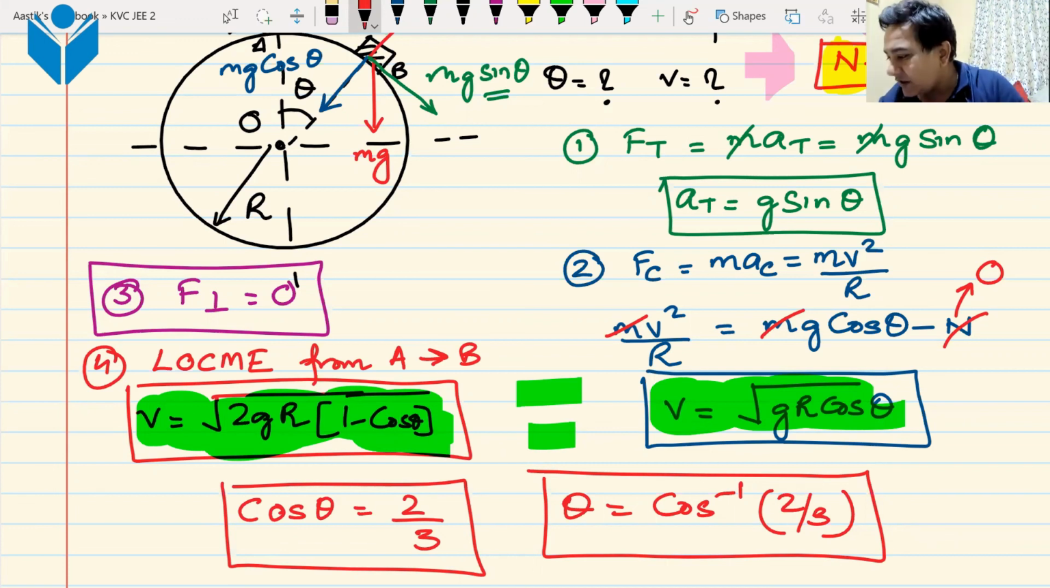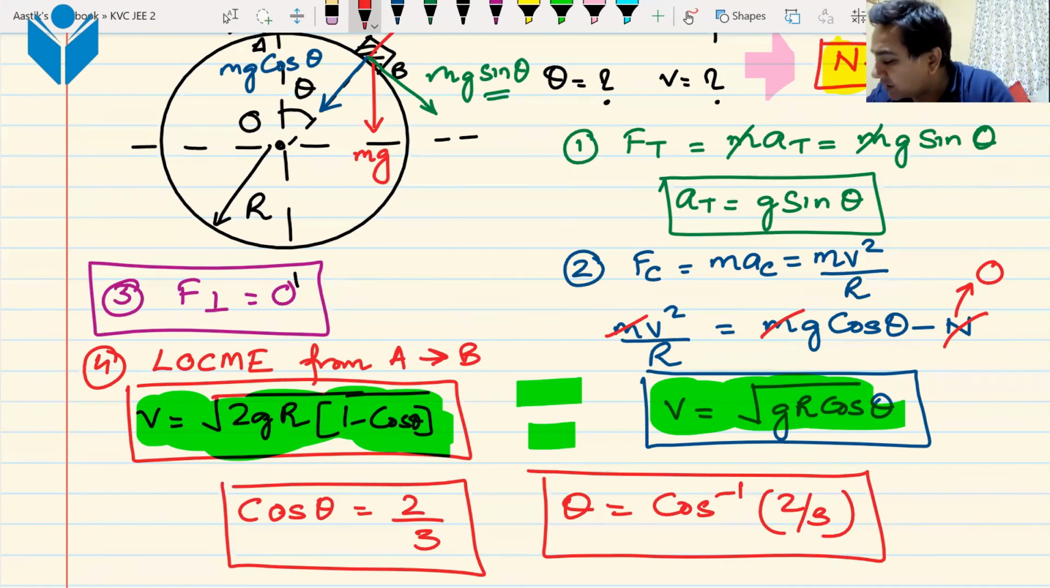We have arrived at some fantabulous results. At what angle does it leave the circular track? It is not confined to move in a circular path, remember. And with what velocity it moves. Remember, both the green equations are same. You can find out the value of v from equation number 1 or equation number 2. It will leave us with the same result. The result is root over gr cos theta.